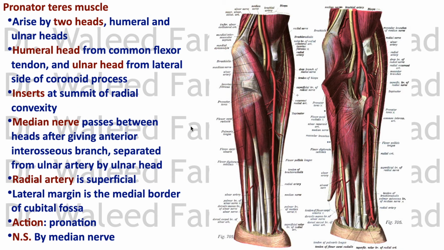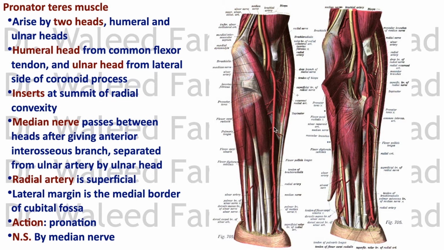Now the pronator teres muscle, this is the pronator teres muscle, arises by two heads, the humeral head from the common flexor origin and the ulnar head from the lateral side of the coronoid process. So the heads meet together and form the pronator teres muscle with the median nerve in between the two heads. It inserts at the summit of the radial convexity. We learned that before when studying the osteology. The pronator tubercle or pronator tuberosity is on the summit of the radial convexity.